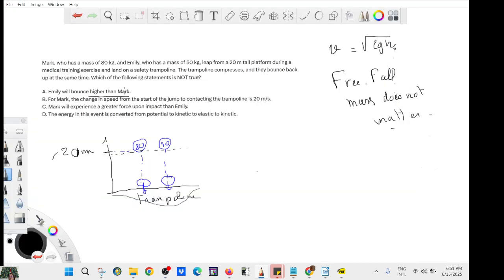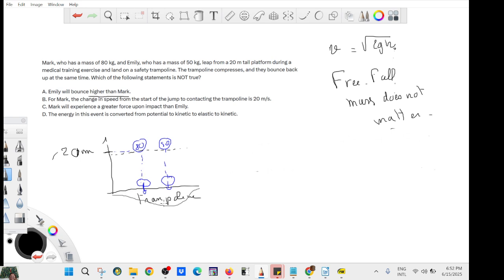Okay, so then we have this one. You can stop the video. This one is a little bit more challenging. You have Mark and Emily, and they fall from the same height, and we neglect air resistance. So here they start from the same height. They go down here, and they're going to have potential energy converted to kinetic energy.